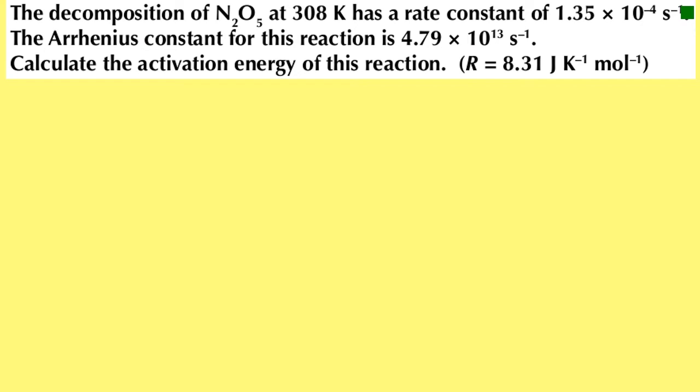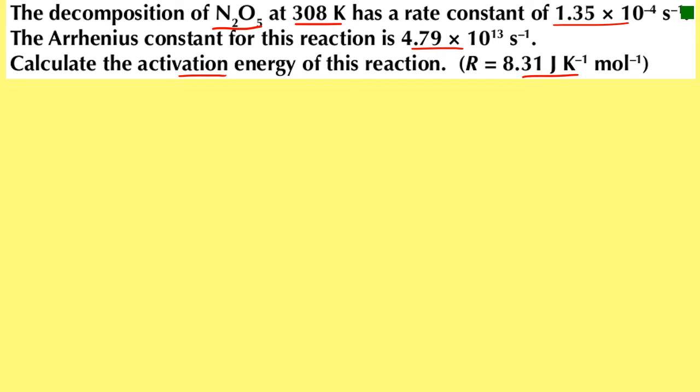Okay, what we're going to do here is have a go at using the Arrhenius equation in this question. We have some dinitrogen pentoxide, and it's going to decompose. We're given the temperature, the rate constant, and the Arrhenius constant as well. What we need to do is calculate the activation energy, and in brackets here is R.